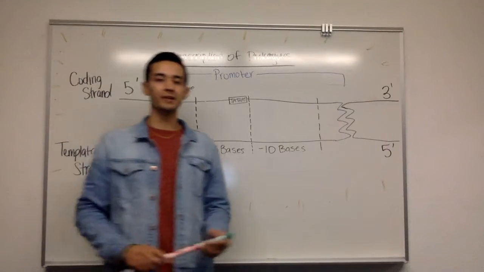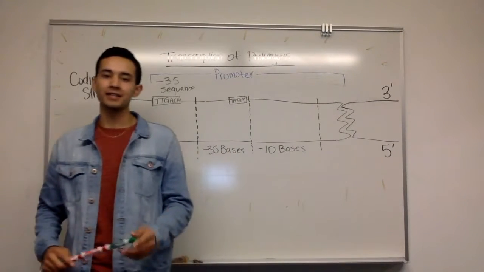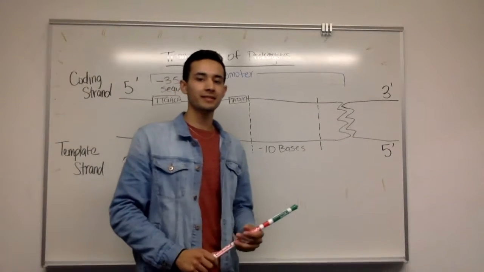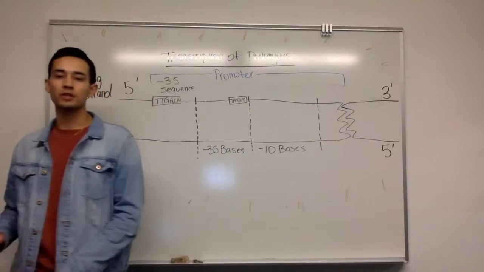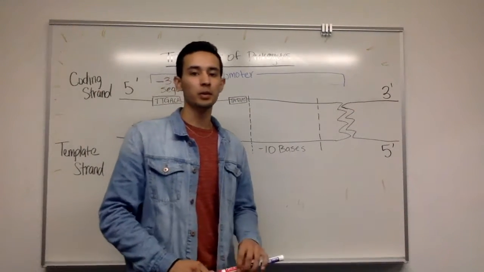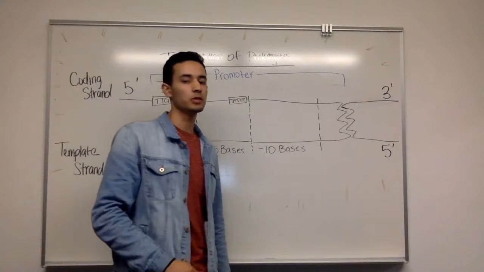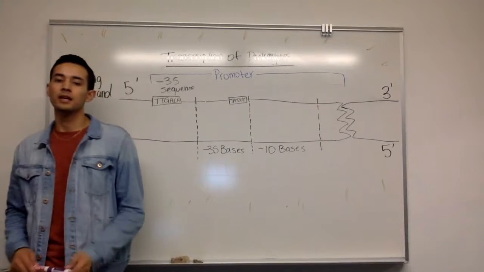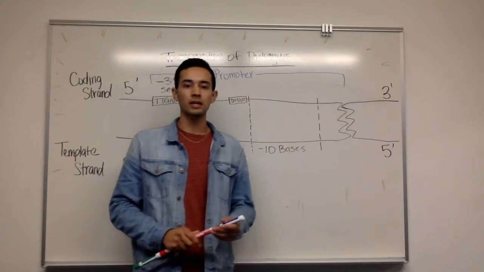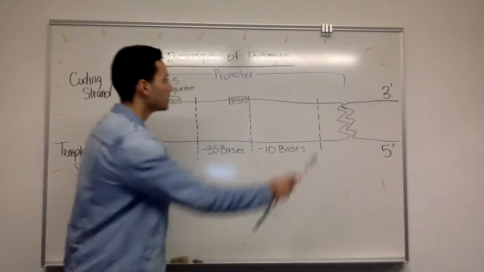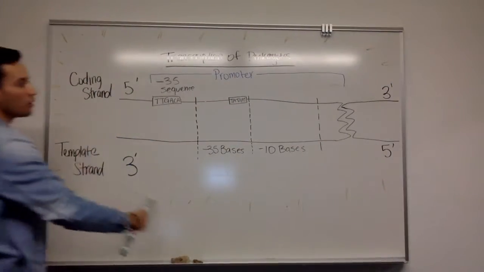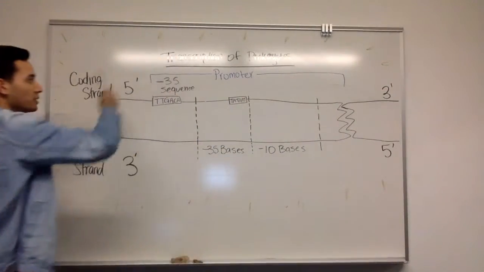Hello everyone, my name is Daniel Navarro and I will be teaching you guys transcription in prokaryotes. For starters, it requires the DNA double helix to partially unwind in the region of the RNA synthesis, which I will be explaining in a little bit. The region of the unwinding is called a transcription bubble, which is basically in a bubble all around this strand over here.